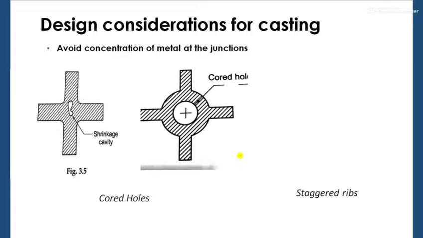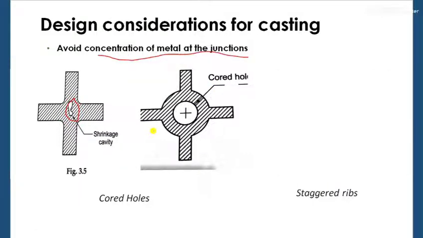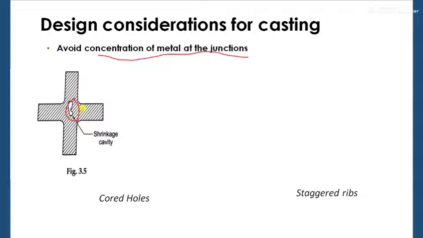Now next is avoid the concentration of the metal at the junctions. Now you can see here, this is called the shrinkage cavity, right? Now basically let us understand about the shrinkage cavity. If there is a concentration of metal at the junction, concentration of the metal means what, at this particular point, this particular point is called the junction.